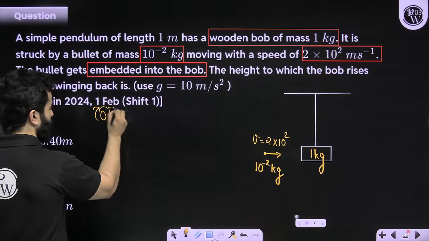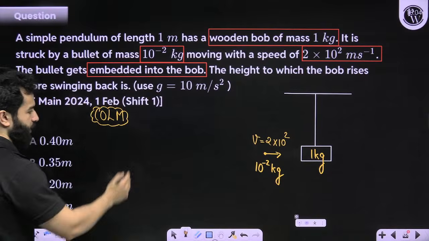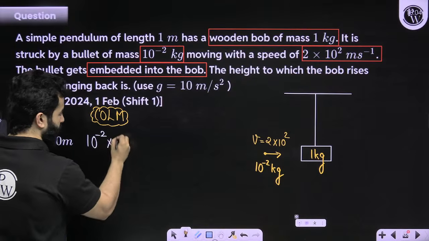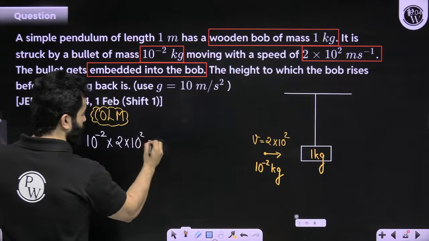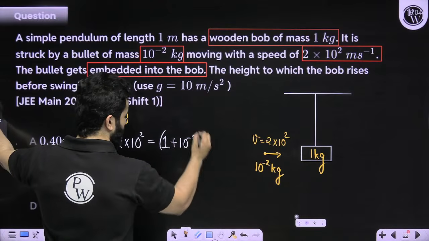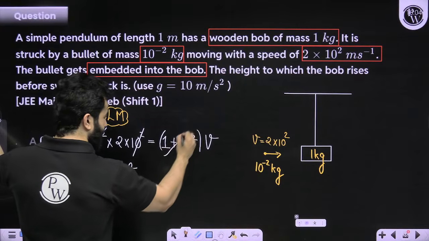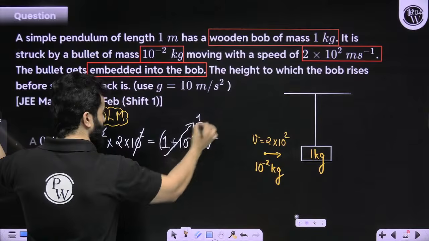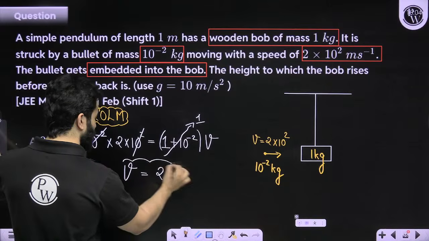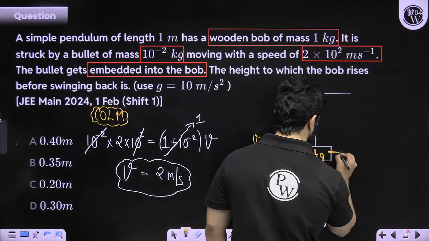Conservation of linear momentum, which means we are going to simply say: mass of the bullet, 10 to the power minus 2, multiplied by v, 10 to the power 2, is equal to mass of block plus mass of bullet times common velocity. So this cancels out. My dear friends, 1 plus 10 to the power minus 2 can be written as 1, so this will be 2 meter per second. So we are assuming that it is moving with 2 meter per second, right? So this thing will move with 2 meter per second.